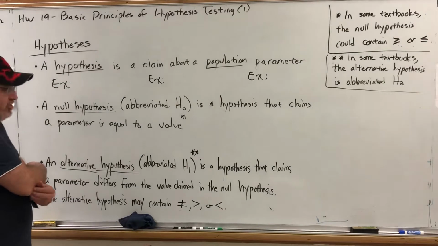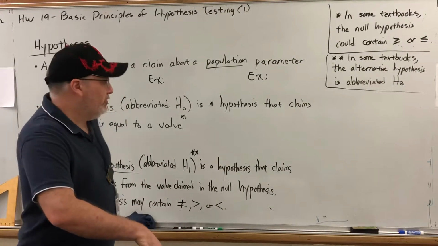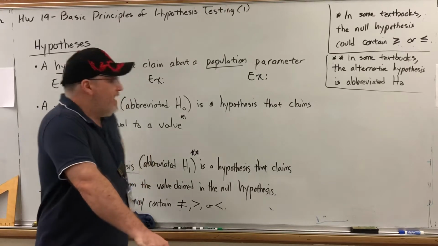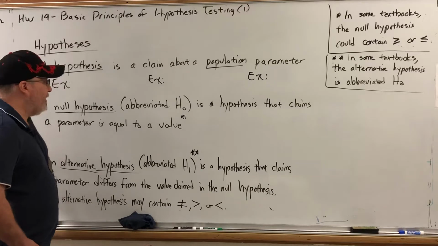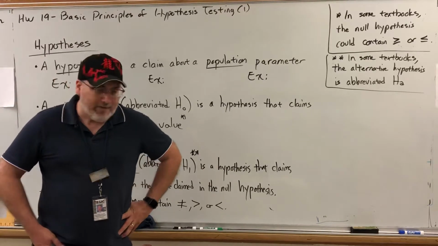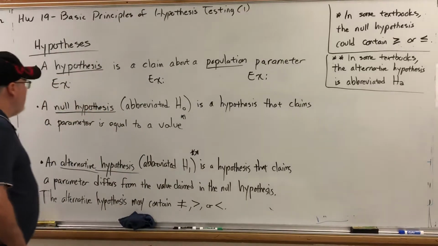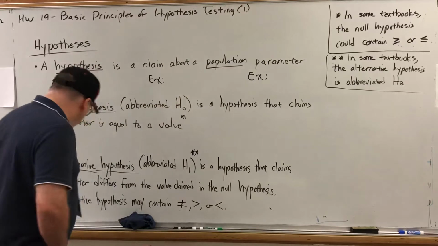But populations are usually too large or too dynamic to accurately measure any of those things. And therefore, we can never actually measure a population in most cases, but rather make a claim about them and then find evidence to either support that claim or refute that claim. So again, a hypothesis is a claim about a population parameter.